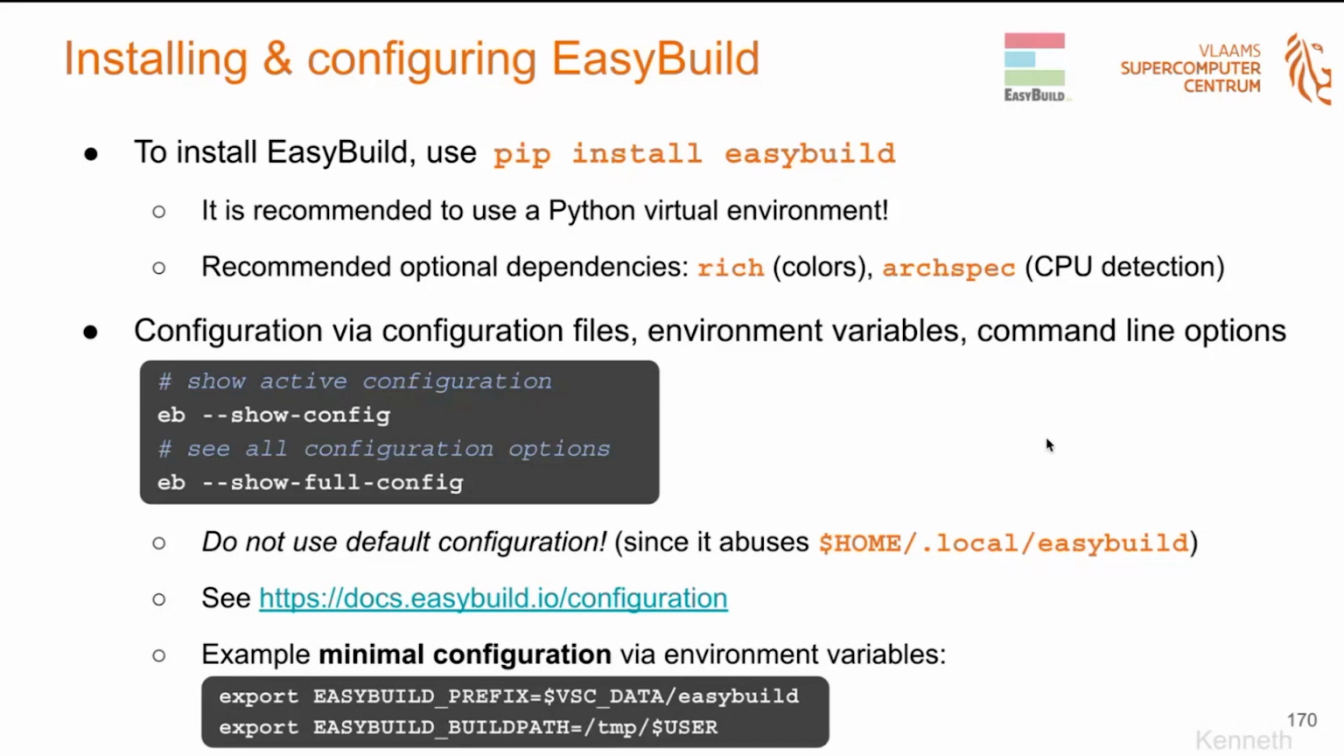So if you don't want to play around too much, what you can do is set the EasyBuild prefix to, for example, a location in VSC data, an EasyBuild subdirectory there, and then set a different location for the EasyBuild build path. So the location for the build directories where it will compile software before it installs stuff. If you only set these two things, you're good enough to go, and it's a lot more sensible to configure EasyBuild that way.